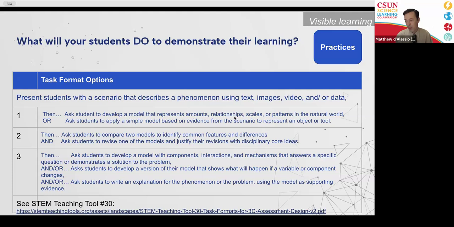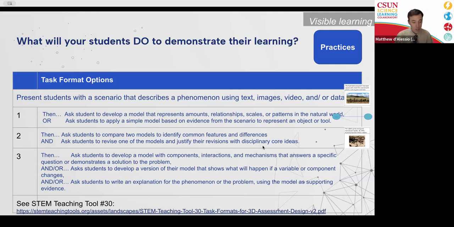You're going to try and cue. I made some pictures. That's the Australian ecosystem that it introduces, and kangaroos and all that good stuff. Then ask students to develop a model that represents amounts, relationships, scales, or patterns in the natural world. And we did that. Then ask students to either compare two models or revise one of their models to justify their revisions with disciplinary core ideas. And that's where we started adding to our model, and we asked them to do that.